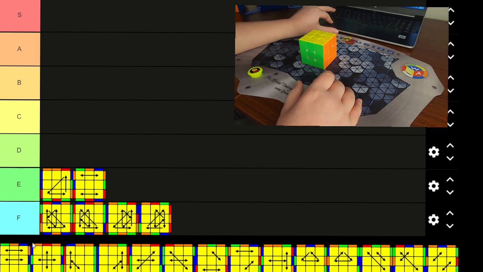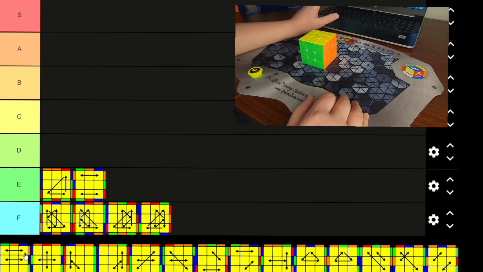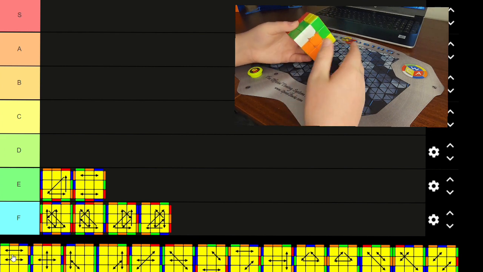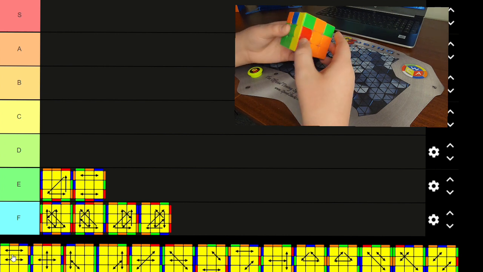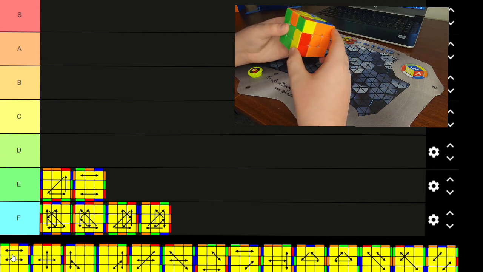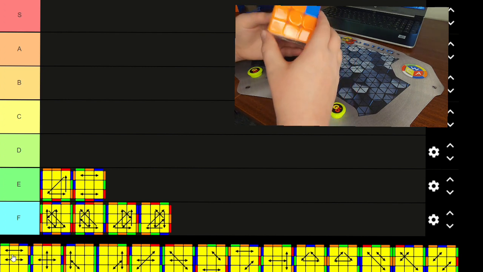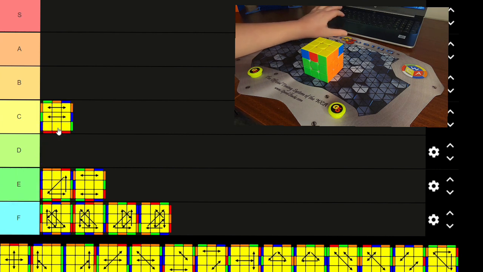Okay. Now F perm. I actually really like F perm because I learned that T perm is kind of in this algorithm. You do some setup moves like R prime, U prime, F prime, then you do most of a T perm, and then wait, I think I did something wrong. Whoops. Well, I can usually do an F perm, but then I messed it up. Okay, so I like F perm pretty much, and I think it's a pretty easy algorithm, so it gets a C tier.